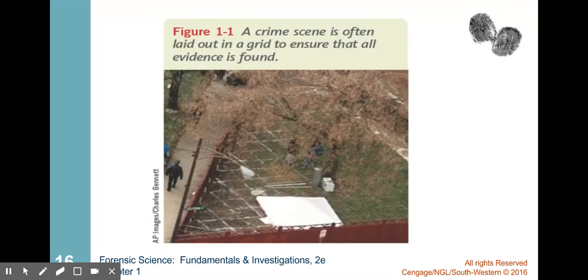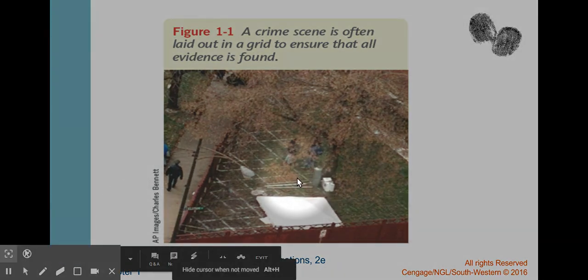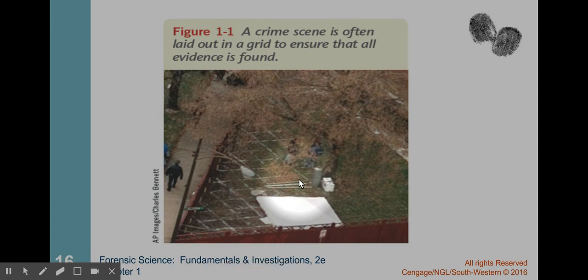One thing to help us observe is to lay out the crime scene in a grid, just like this. That way it's easy to focus on one select area right here, so that you can really focus and train your eyes just to look at one square and then move on to the next square.